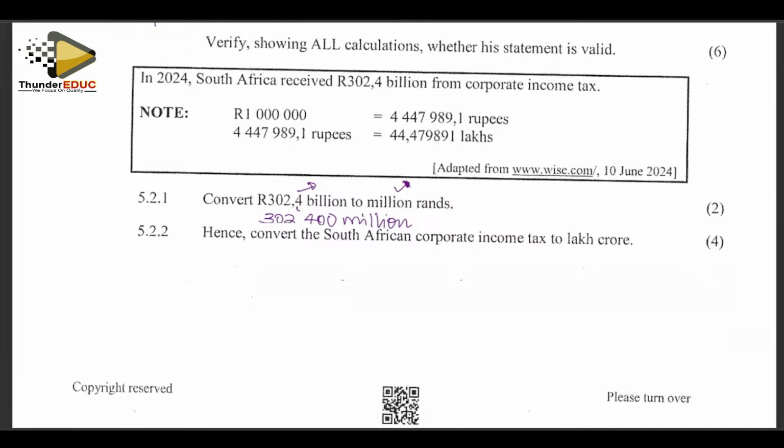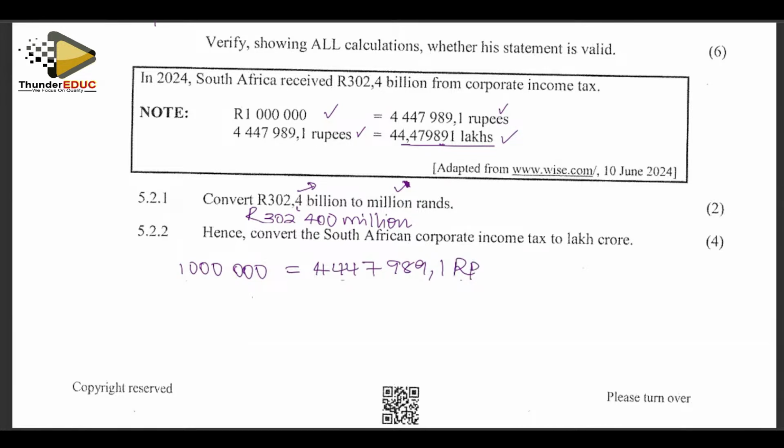And now let's see this. Now, you see this. This is a little bit understandable. These are Lakhs. These are rupees. These are rands. So then we can continue because the rands we have, they are here. So you ask yourself, if 1,000,000 rand gives you 4,447,989.1 rupees.